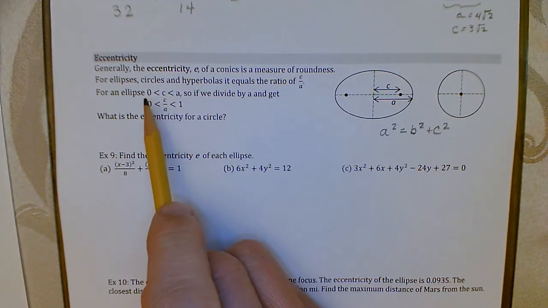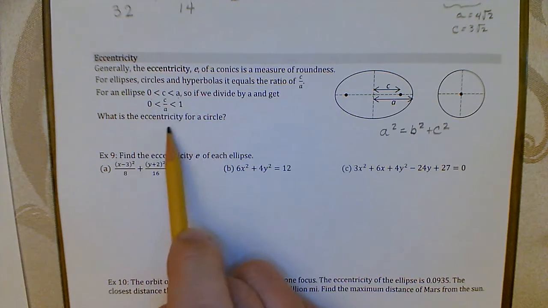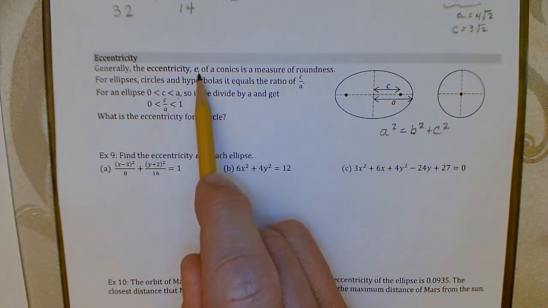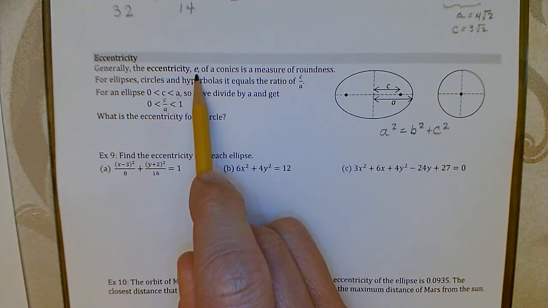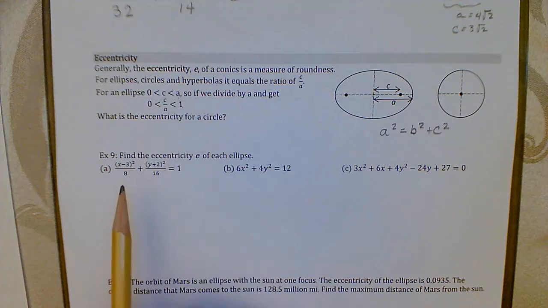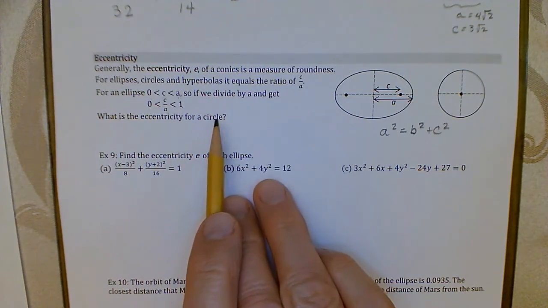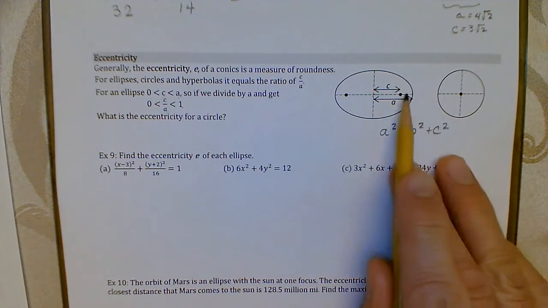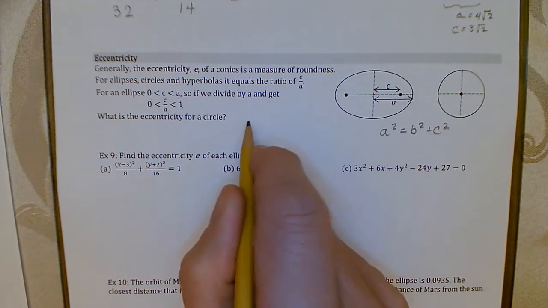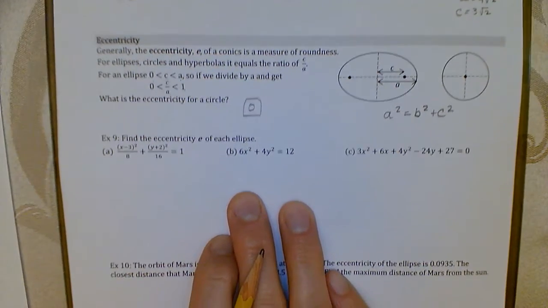All right, so if it's an ellipse, this has to be true. And then if we divide through by A, we get this. So that C over A, which is what we call the eccentricity, would have to be, for an ellipse, between 0 and 1. Okay, not exclusive in that case. So what's the eccentricity of a circle? Well, we already said for a circle, the C value is 0. And so for a circle, the eccentricity value will be 0, because C is 0.